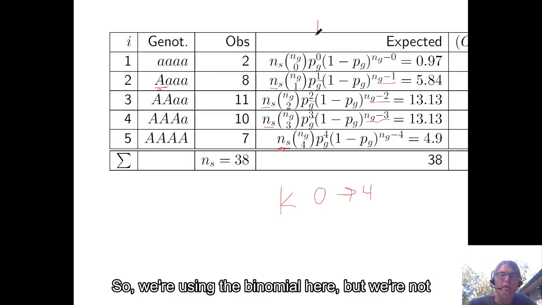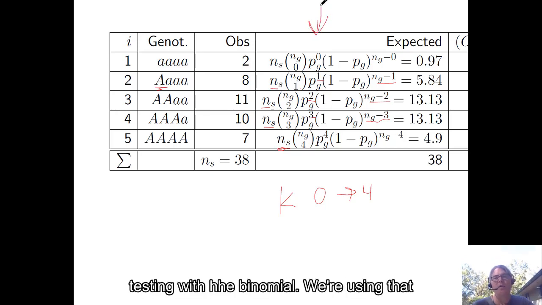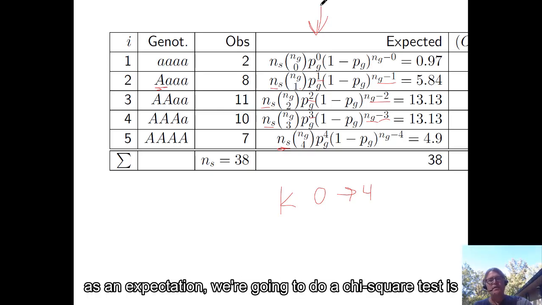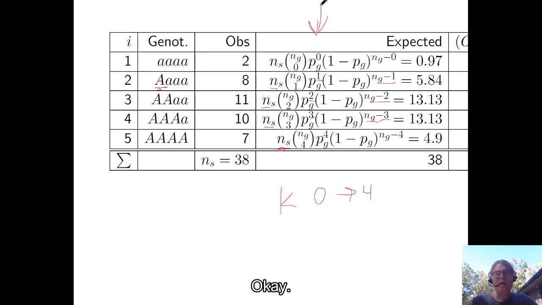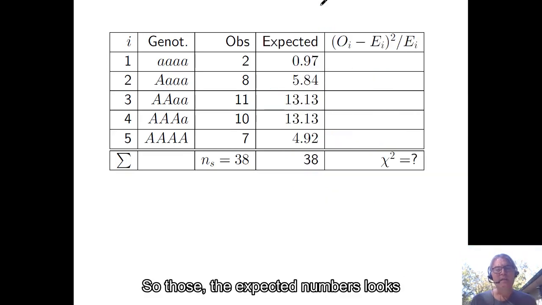So we're using the binomial here, but we're not testing the binomial. We're using that as an expectation. We're going to do a chi-square test, as that's where we're going to get our p-value, is what I mean by that. Okay, so those are the expected numbers.